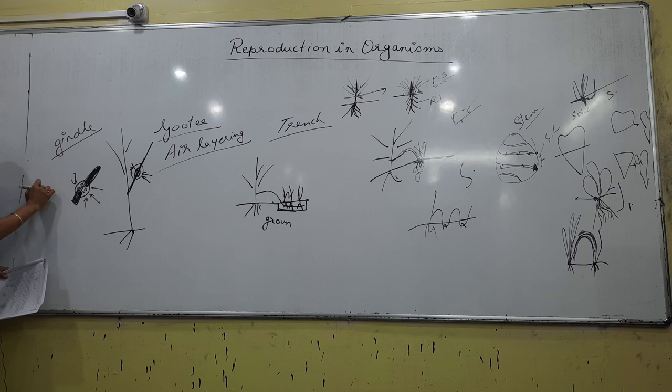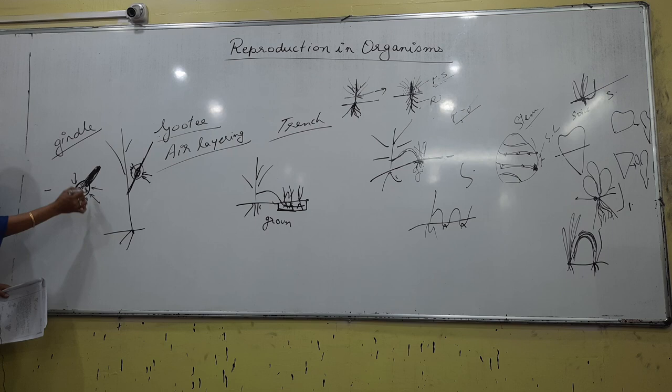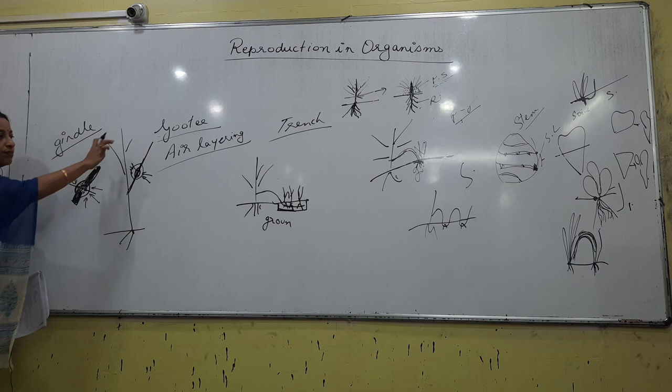This wrapped portion, right, is called as. What will happen after some time, since we are giving water, we are giving hormones, plus soil was already there, we will see roots developing from this portion. Then we cut off this part and this part can be planted as a new plant. That is what is called air layering.